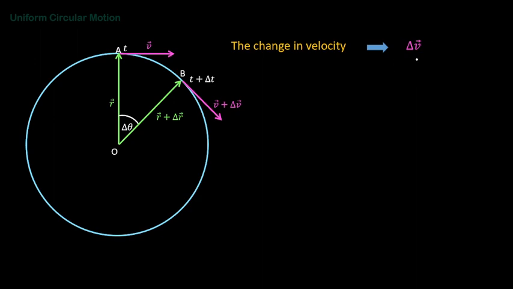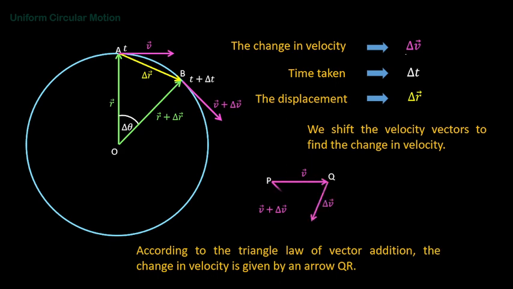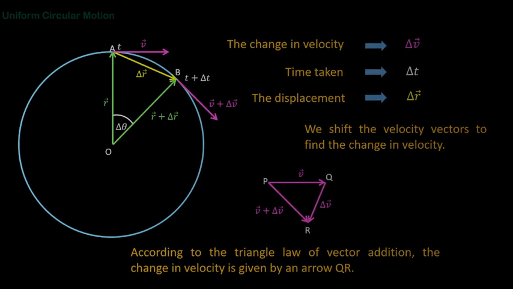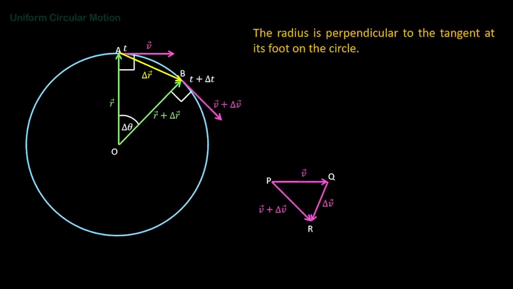The change in velocity is delta v bar, the time taken is delta t, the displacement is delta r bar. We shift the velocity vectors to find the change in velocity. According to the triangle law of vector addition, the change in velocity is given by the arrow QR. This velocity adds to the initial velocity and gives us the final velocity. The radius is perpendicular to the tangent at its foot on the circle. It is a well known fact from basic geometry.